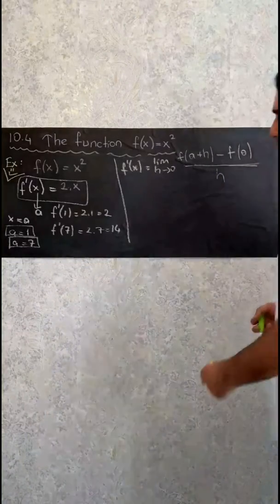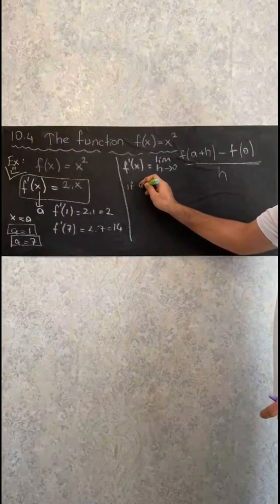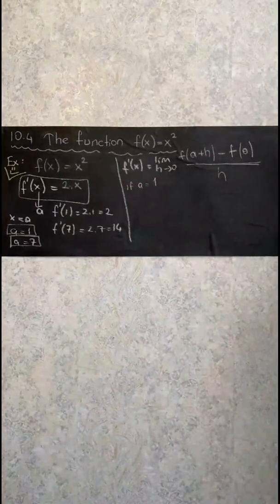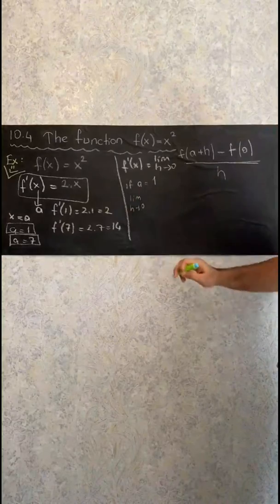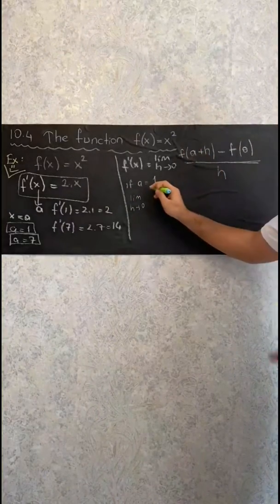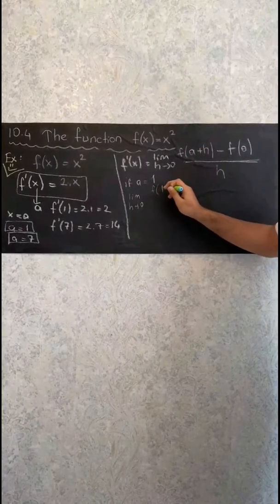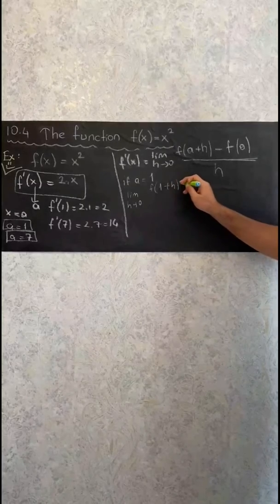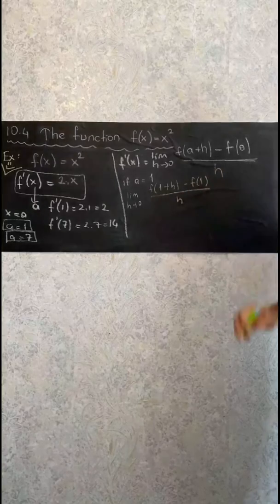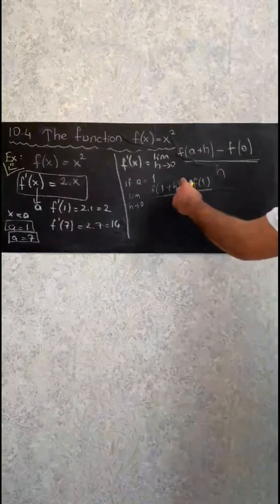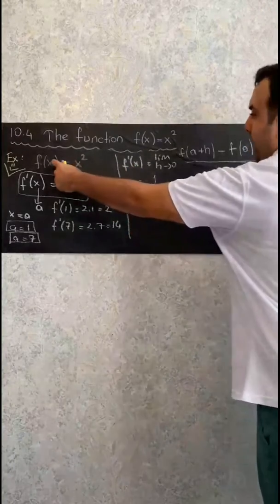How to find the slope? First of all, if a is 1, how to find it? The limit as h approaches 0 of f of 1 plus h minus f of 1, over h. And we use the function here, yes. x is what? 1 plus h.